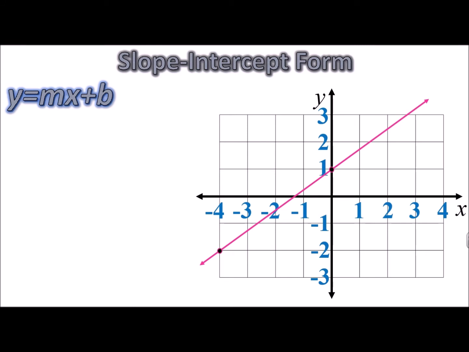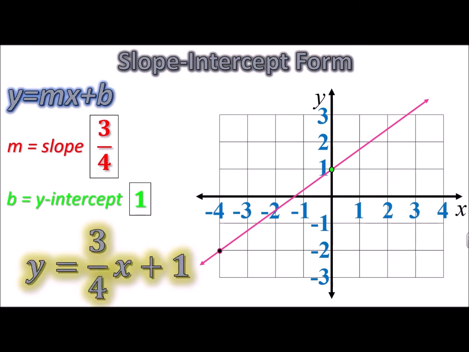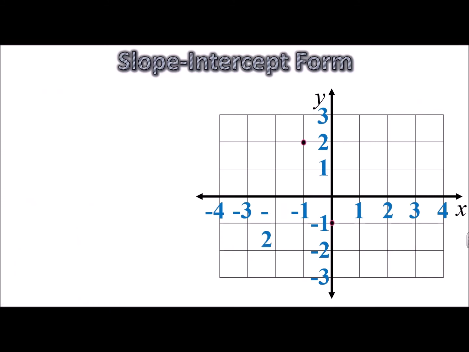Okay, again, we're using slope-intercept form, y equals mx plus b, and the slope is up 3/4. The y-intercept is at 1, and we'll fill these in for m and b, and we get y equals 3/4 x plus 1. Please pause the video one more time to try to find the equation of the line through these 2 points. I'll give you a second to try it.